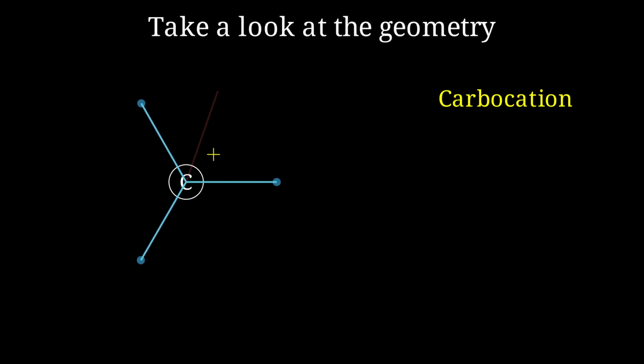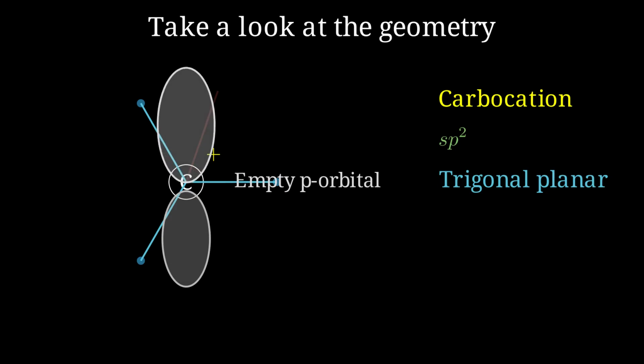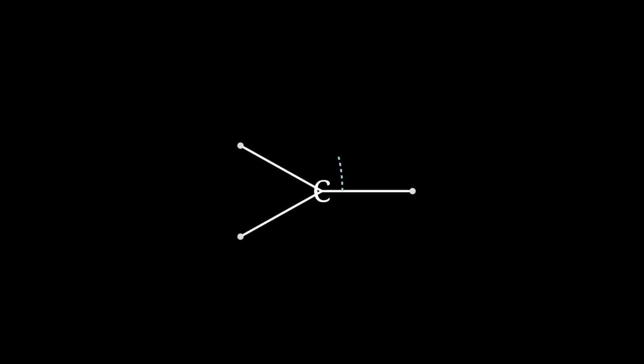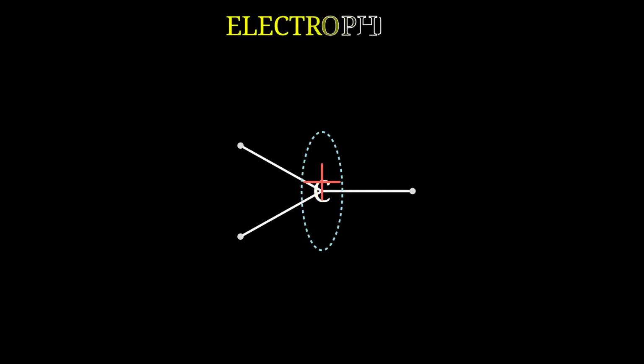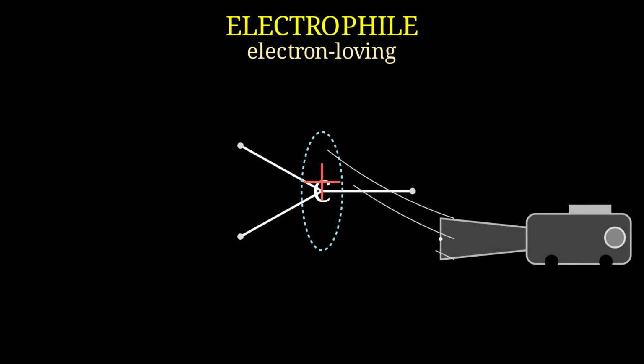Take a look at the geometry here. Because that central carbon is only bonded to 3 things, it adopts an sp2 hybridization. It's perfectly flat, trigonal planar, with an empty p orbital sticking out above and below the plane like 2 empty pockets. Because it's missing electrons, it carries a full positive charge. This makes it incredibly electrophilic. It is electron-loving. It is a chemical vacuum cleaner, desperate to find anything with a lone pair or a negative charge to fill that empty p orbital.